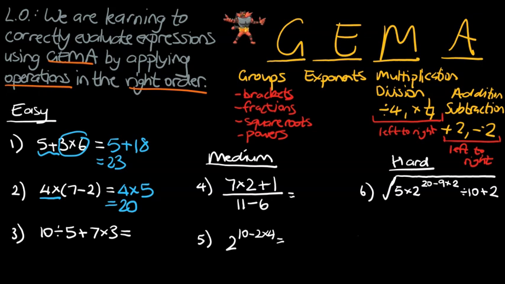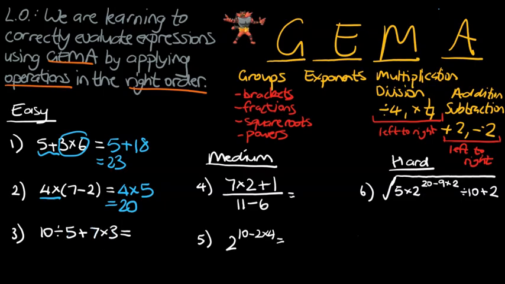Next example here, we can see, or straight away I know there's no groups because we don't have any brackets, no fractions, no square roots, no powers. There's no exponents anywhere. We do have some multiplication and division. We've actually got both, right? We've got multiplication there and division over there.